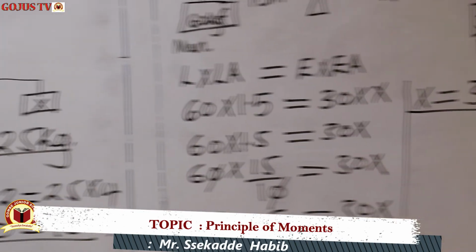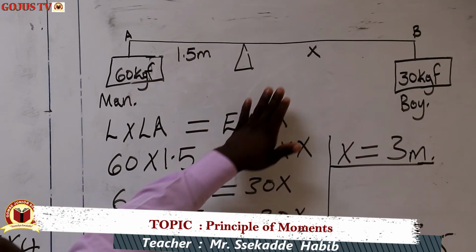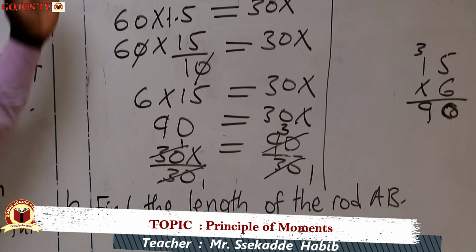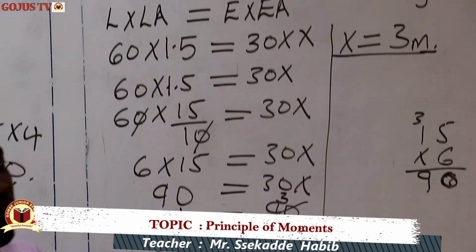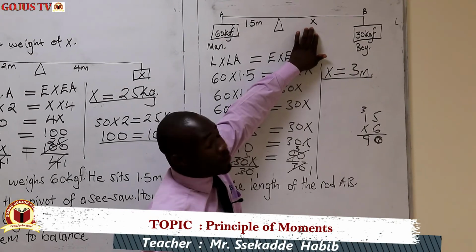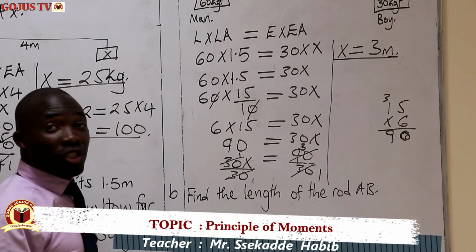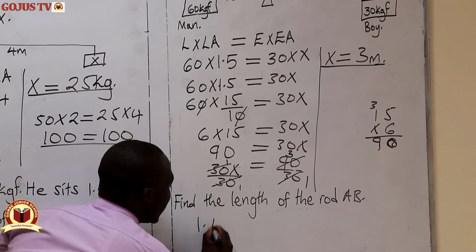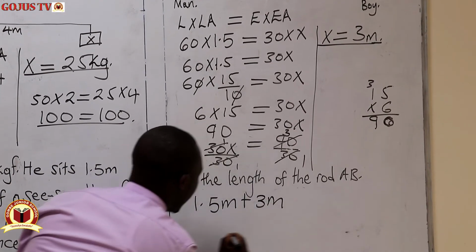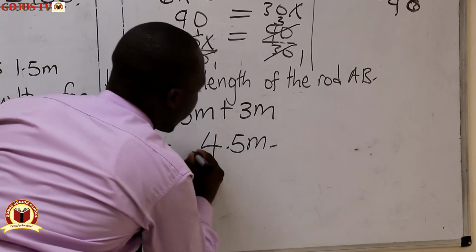Now, at times, for example, you can see this is point A and this is point B. At times, we may not be asked for this distance, but they may say, find the length of the rod, the whole rod from point A up to point B. We shall first find the effort arm, like we've done, and then after that, we shall add it to this one. So we shall say 1.5 meters plus our answer, 3 meters, and this will give us 4.5 meters.